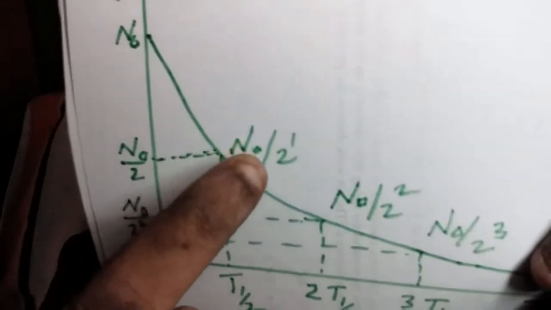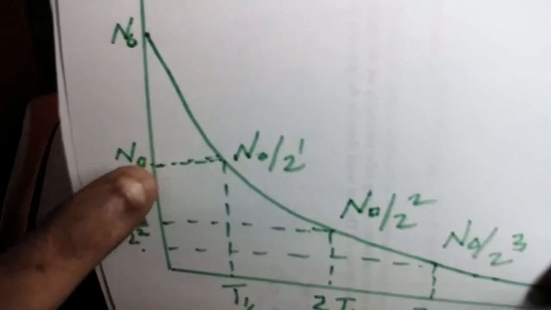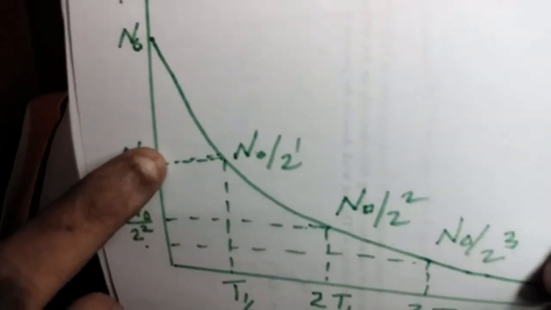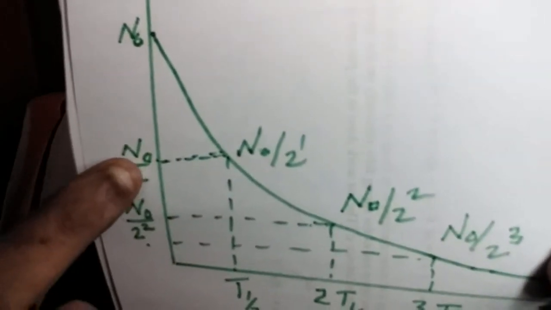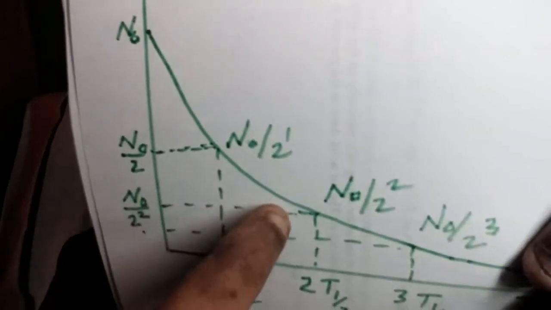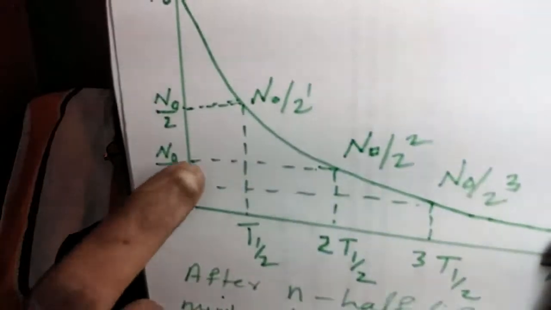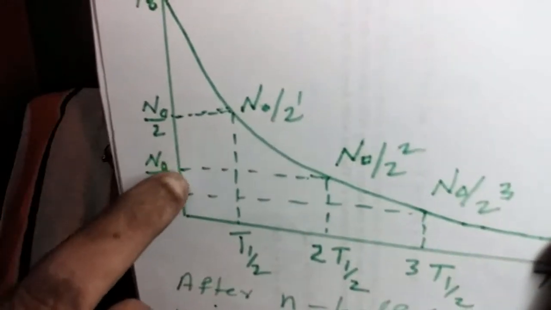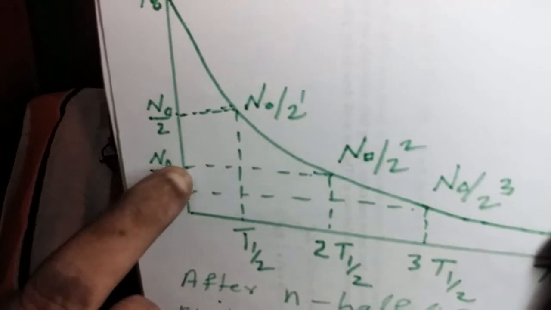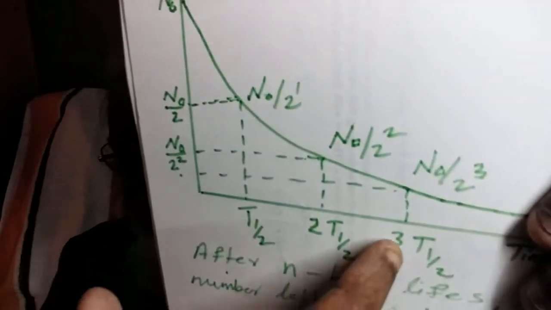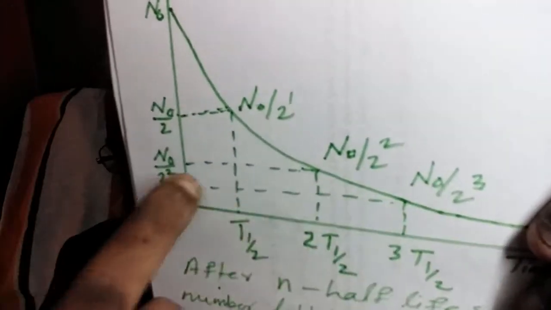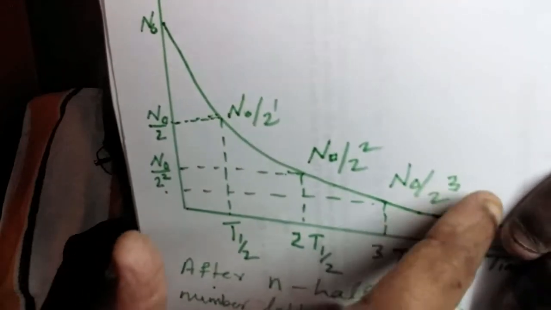N0 by 2 means N0 by 2 raised to 1. Then the time required to disintegrate this to its half, that means N0 by 2 by 2 or N0 by 4, is twice the half-life. N0 by 4 means N0 by 2 squared. Still, to disintegrate half of this, that means to become N0 by 4 by 2 or N0 by 8, requires 3 half-lives. N0 by 8 is N0 by 2 raised to 3.